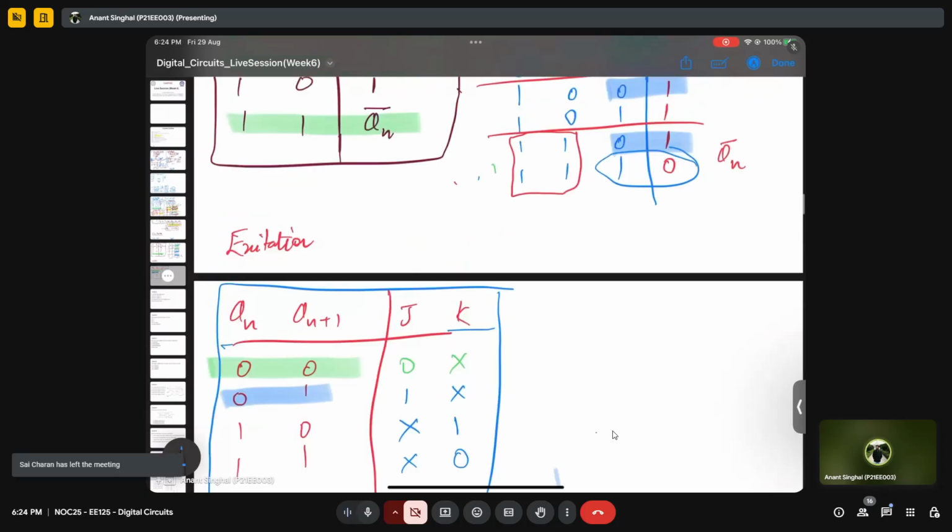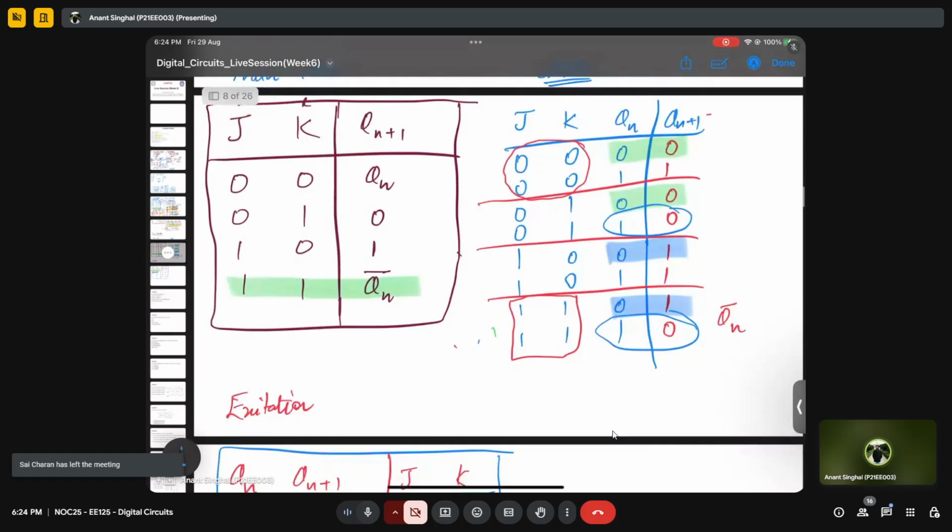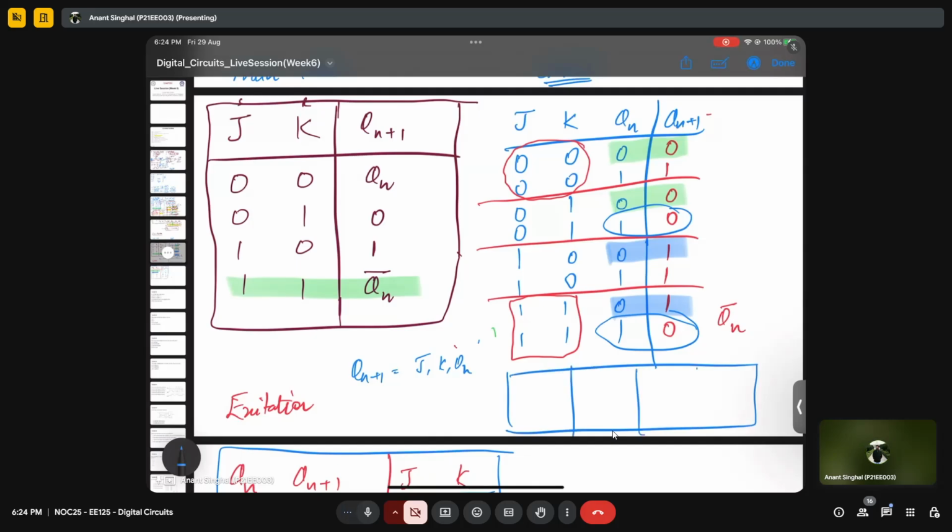Now again we can make a K map out of the characteristic table and let's check the expression Qn plus 1 in terms of J, K and Qn. So let's make that quickly. So this is J bar, J, K bar Q bar, K bar Q, K Q, K Q bar. So it's 0, 1, 0, 0, 0.